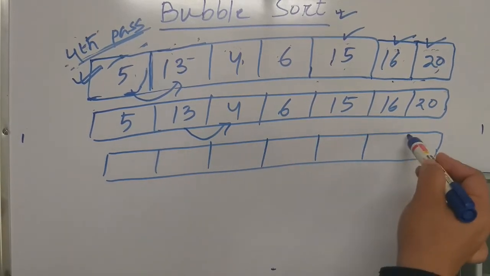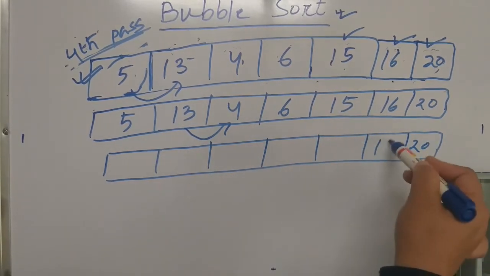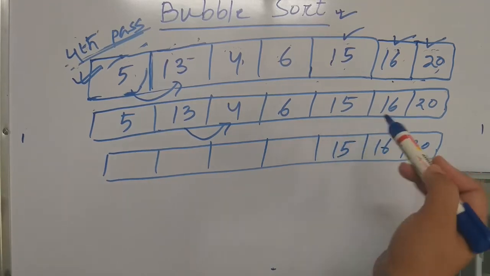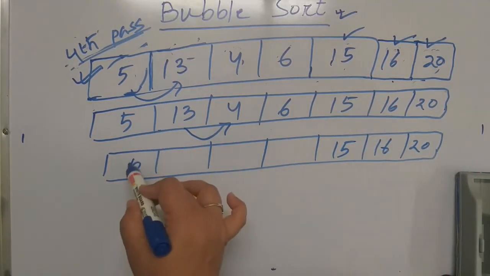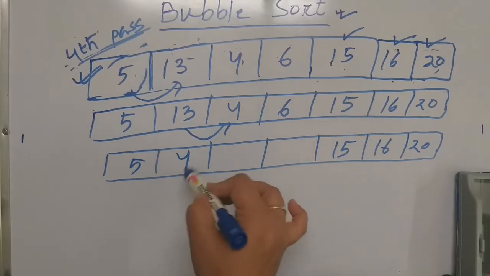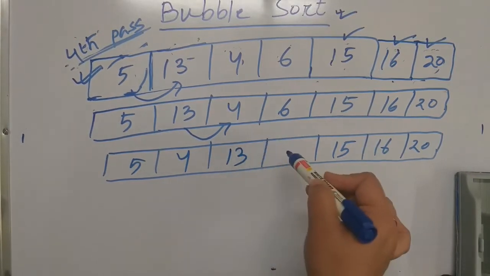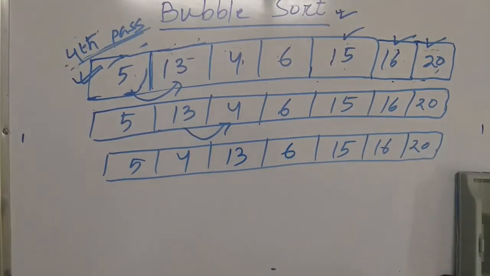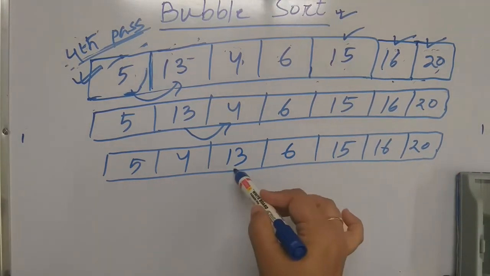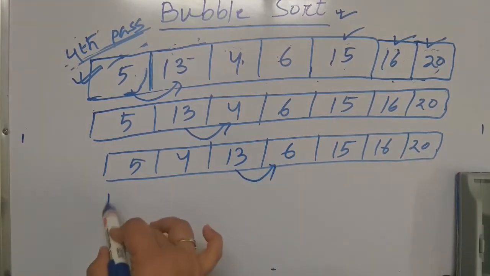Okay, so look at this. So here 20 is as it is, 16 is as it is, 15 is as it is, and 5, and here 13 and 4, which is less? 4 is less, so 13 is coming to 4th position and 4 is coming to 13th position. Okay, so next comparison is in between these two elements.